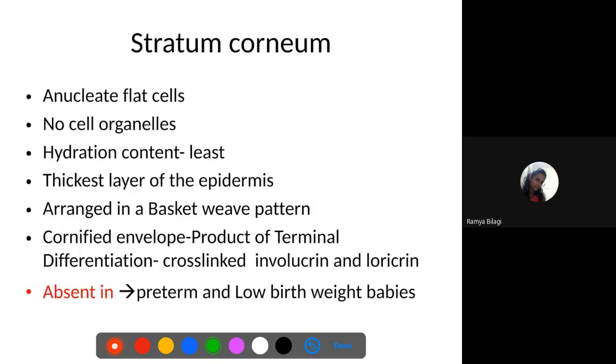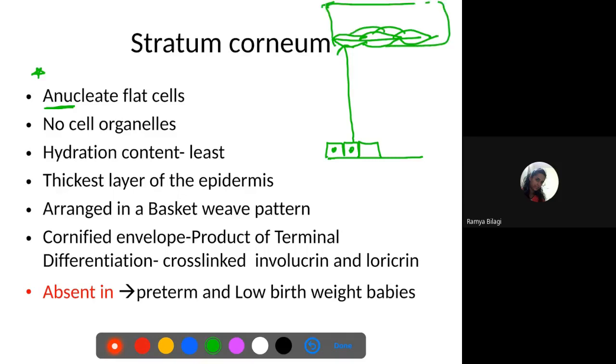The last layer, stratum corneum, these are anucleate cells, very important. Our stratum basale layer had a clear nucleus and cytoplasm, but the topmost layer has no nucleus. They are just like this. They are flat cells. There are no cell organelles. The hydration content is least. And this is the thickest layer of the epidermis.